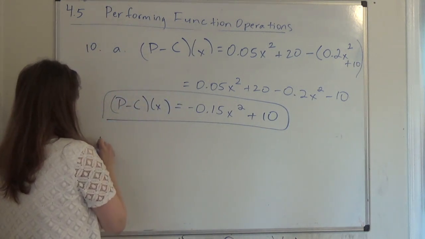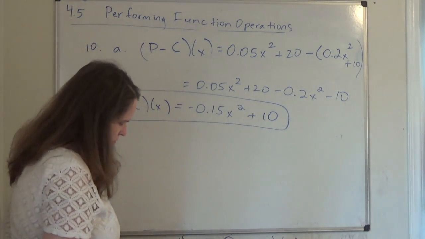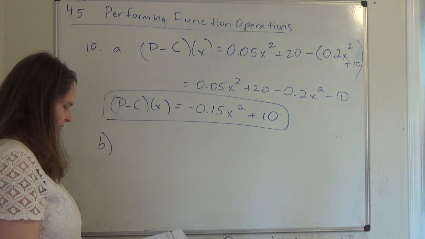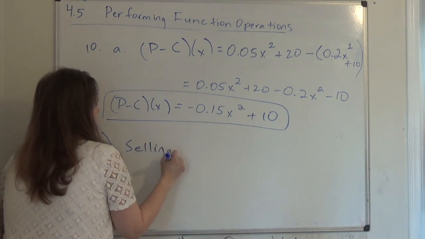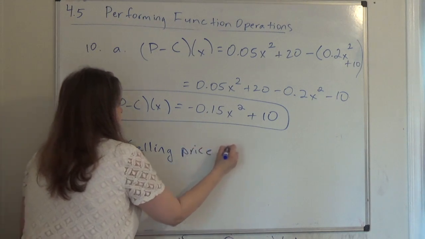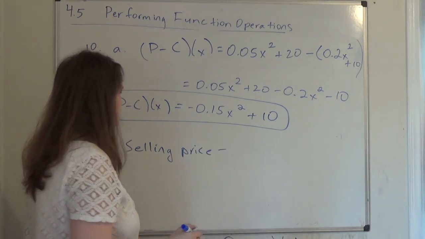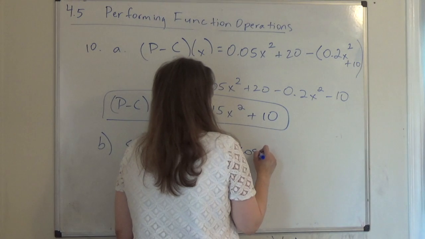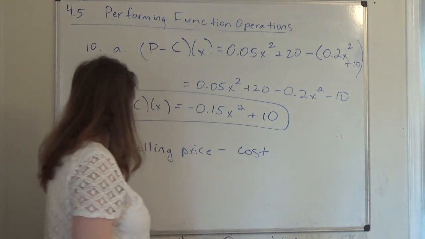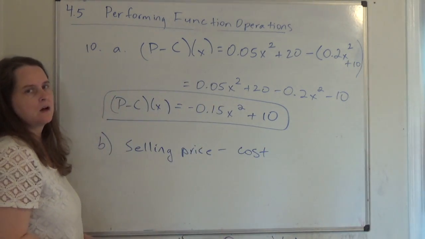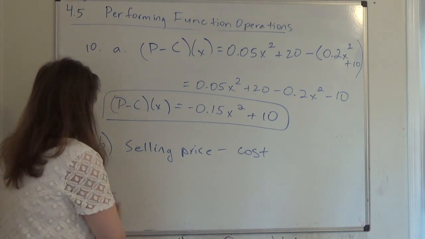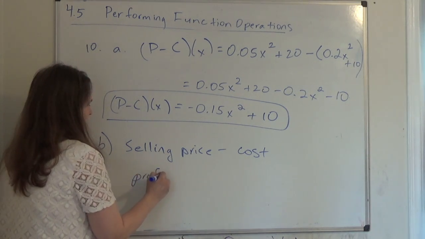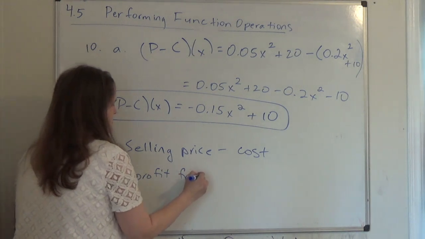In part B, explain what P minus C of x represents. Well, it will be the selling price minus the cost to create each item. So the selling price minus the cost is going to leave you with your profit. So it will be the profit from selling each item.